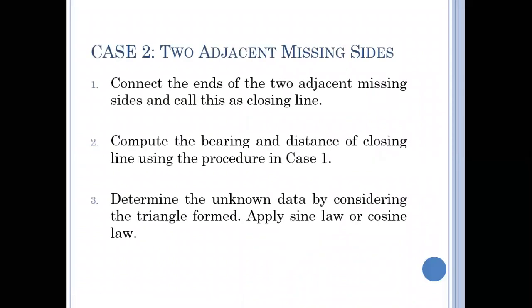Okay, so case number 2. This time, two adjacent sides. First, we need to connect the ends of the two adjacent missing sides and call this a closing line. Second, compute the bearing and distance of the closing line using the procedure stated in case number 1. And third, determine the unknown data by considering the triangle formed. We can use either the law of sines or cosines.